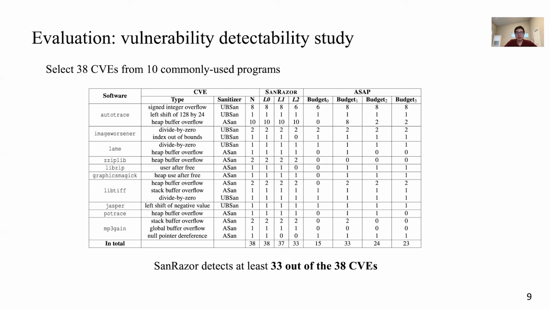Note that ASAP allows us to configure arbitrary overhead budget. As shown in our results, within the same budget level, namely the cost level of sanitizers, SanRazor has significantly better vulnerability detection results compared with ASAP. This is mainly because removing high-cost sanitizer checks neglects the important observation of sanitizer redundancy.